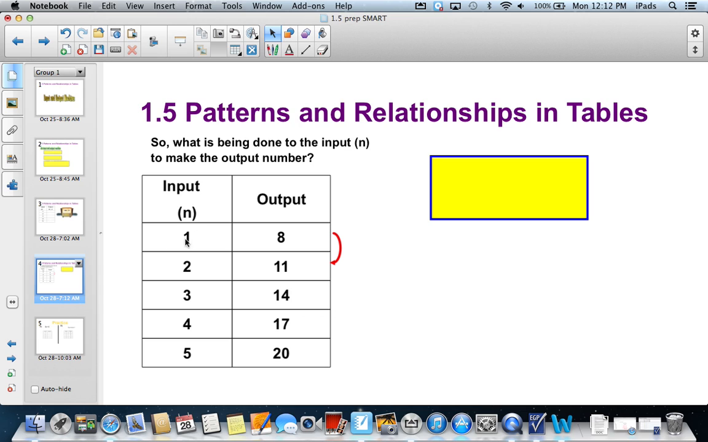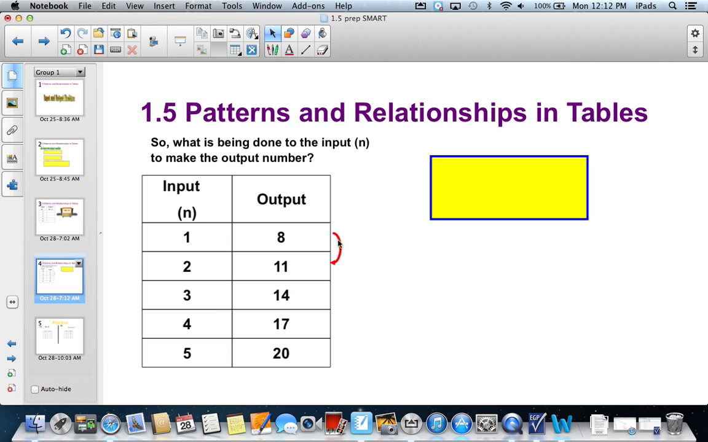Now you might look at the 1 and say, well, I added 7. And yes, 1 plus 7 equals 8. But if I do the same thing to the next one, 2 plus 7 does not equal 11. 3 plus 7 does not equal 14. And I can't multiply it by 8, because 1 times 8, yeah, that's 8, but 2 times 8 is not 11. So something's going on here from section to section. So I'm going to show you a little trick here to help you out.